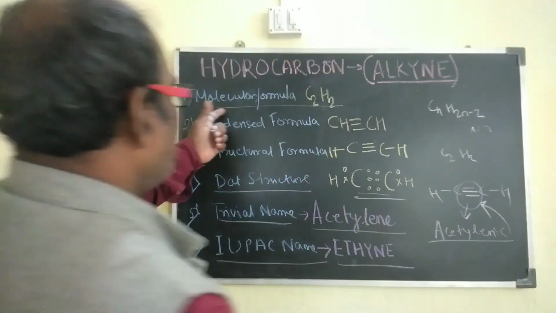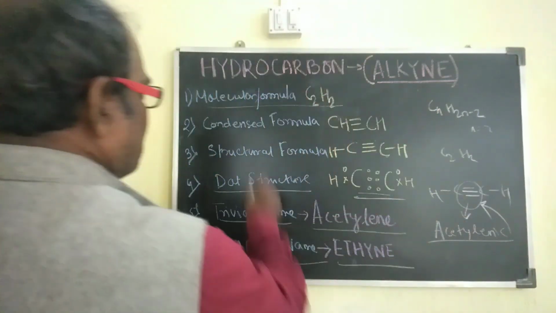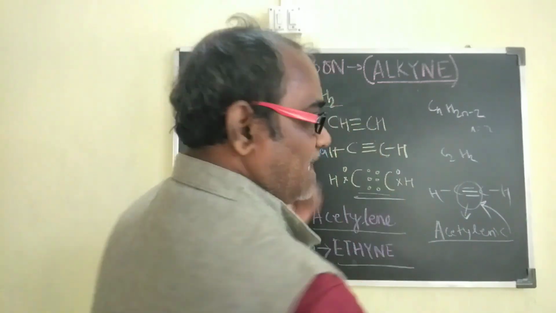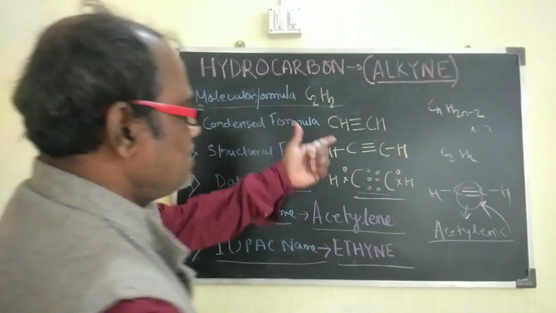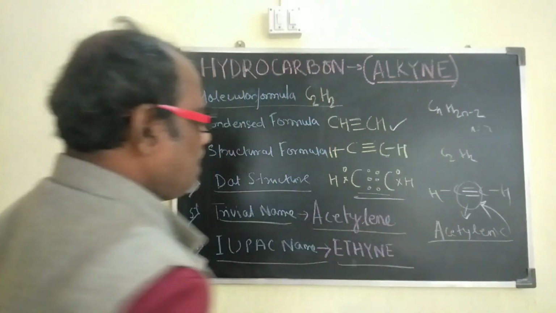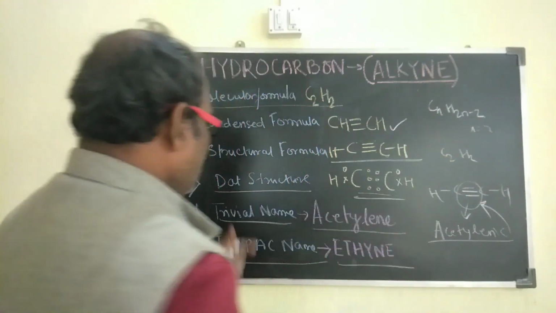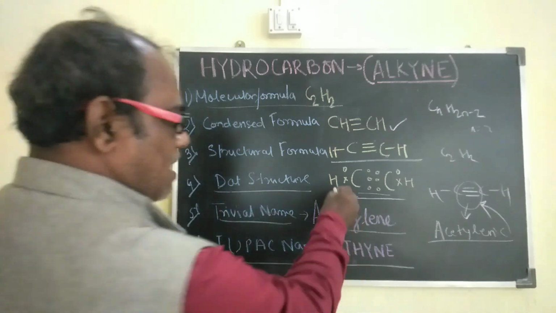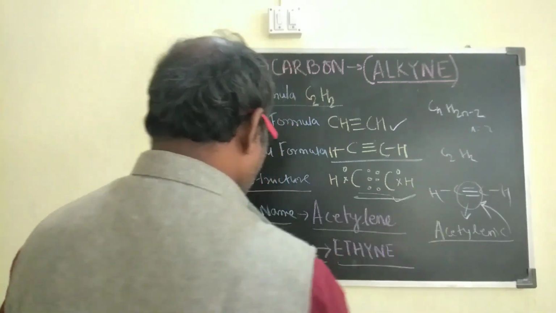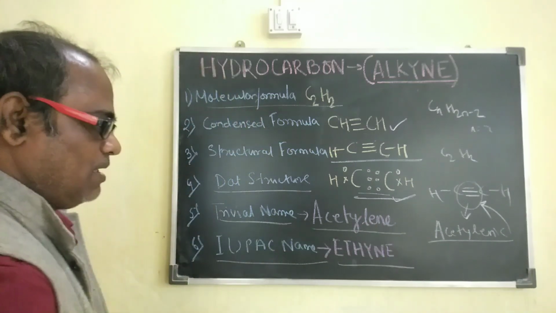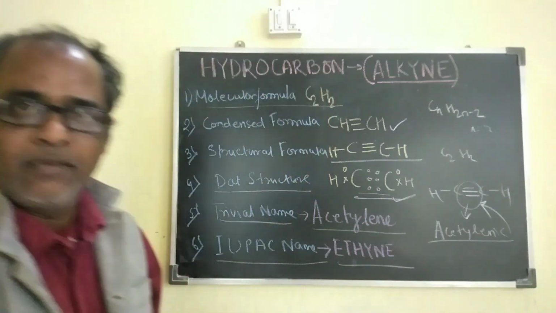The general formula, we have already known. The very first molecular formula is C2H2, which is ethyne. That is the condensed formula. We write down the ethyne in this way. The structural formula can be written in this way. Then the dot structure with the hydrogen we are going to write in this way, and the trivial name is acetylene, and the IUPAC name is ethyne.